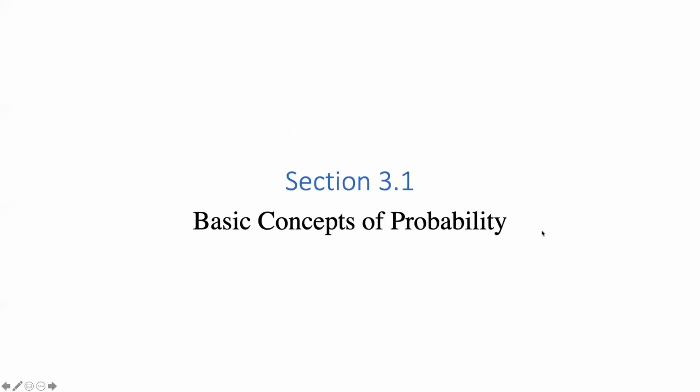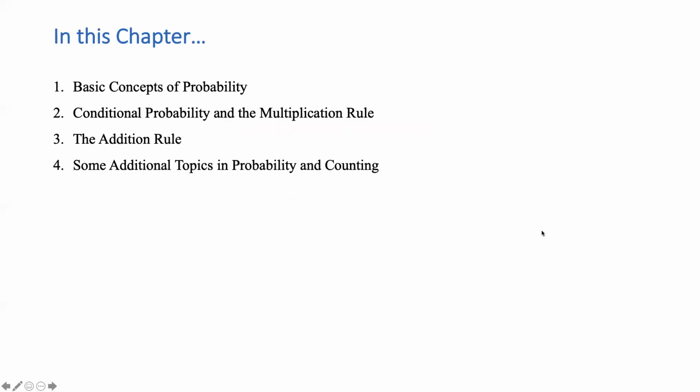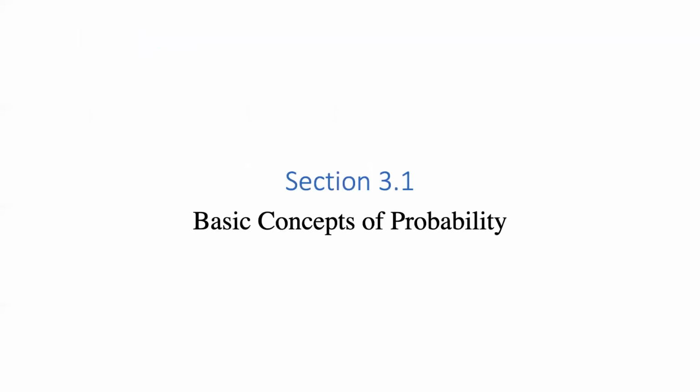So what are we trying to do here? In this particular chapter, over this session and the next couple of sessions, we'll talk about some basic concepts of probability theory. Then we'll talk about conditional probability and the multiplication rule. How do we begin to operationalize the theoretical ideas of probability? Then we'll talk about the addition rule, and then we'll do a brief foray into permutations and combinations, right? So that's basically the roadmap for the next couple of sessions. All right, so let's get into it.